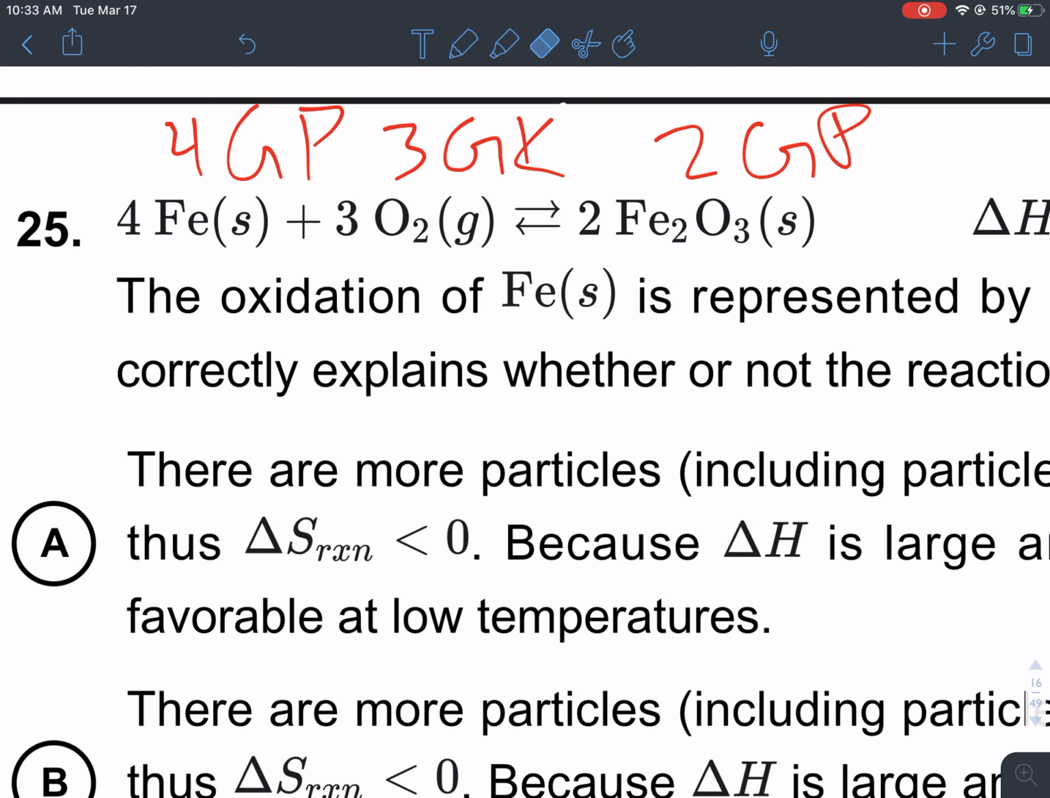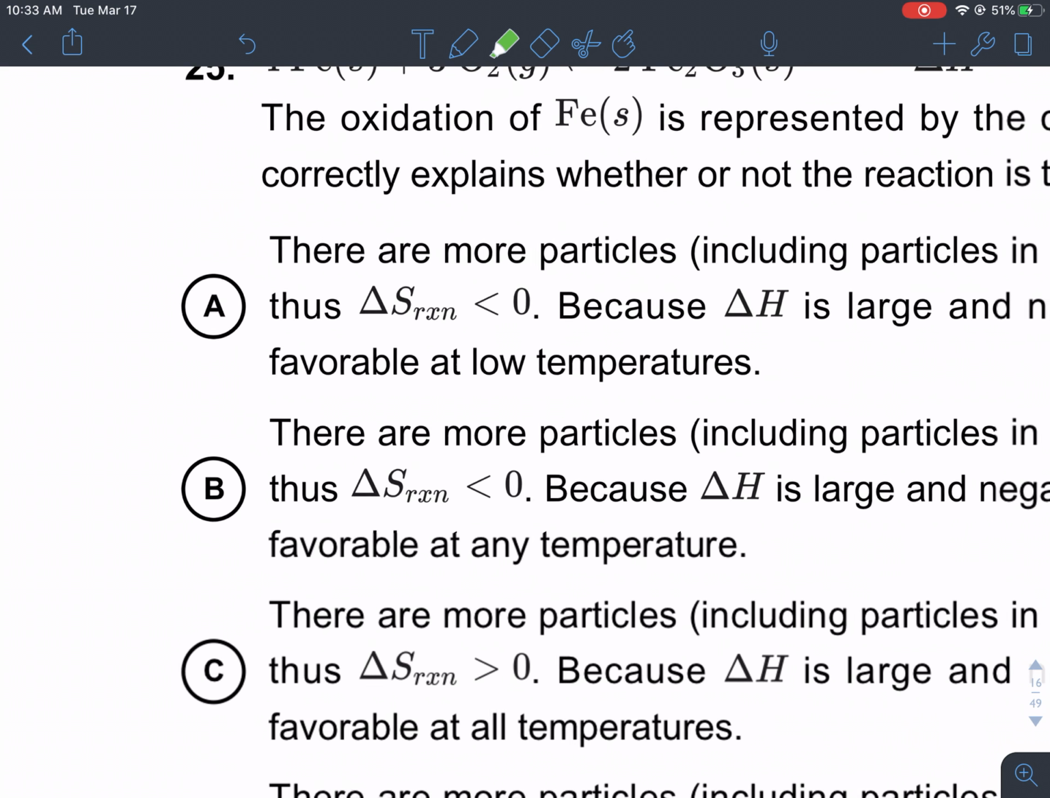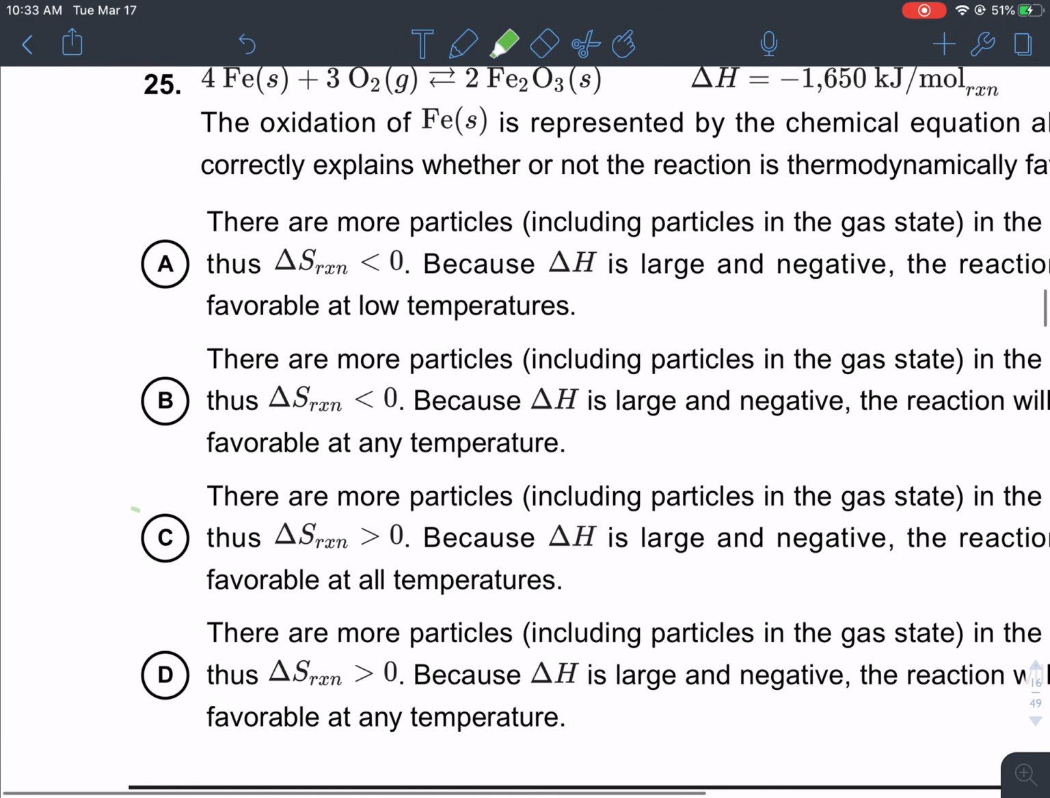Look, once you get rid of the grandkids, there's going to be a whole lot more order. Okay, so they got less disorderly. So your delta S is negative. So your delta S is less than 0. So you can cancel out C and D right off the bat. Okay, so always take a look at how that's going to work.